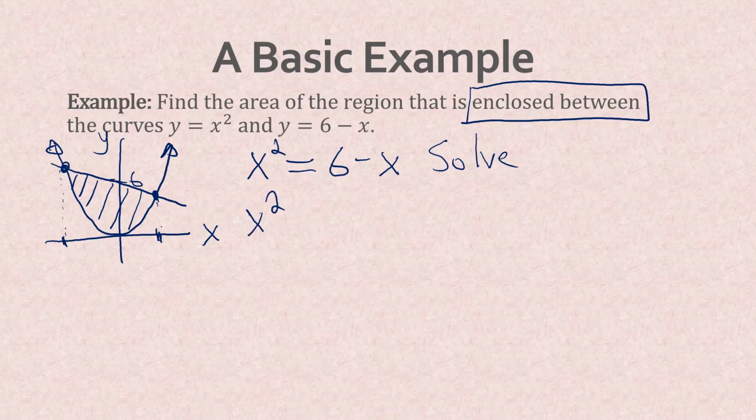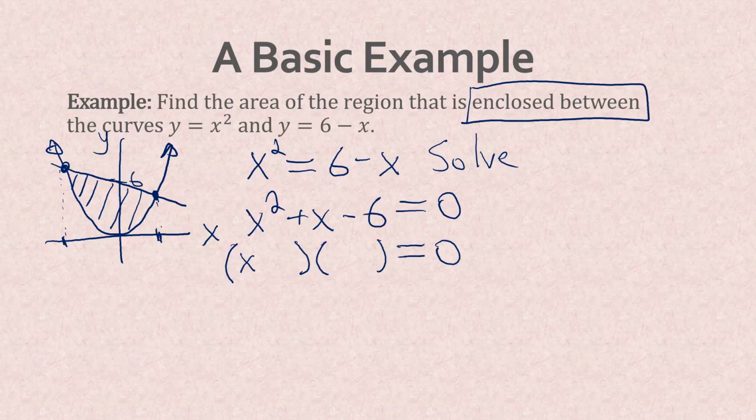So x squared, if we move everybody to the same side, plus x minus 6 is equal to 0. And then if I factor this, it factors into x plus 3 times x minus 2, and I can see that the 2 points where my curves intersect are at x equaling negative 3 and x equaling 2. So those are going to be the bounds on my integral.